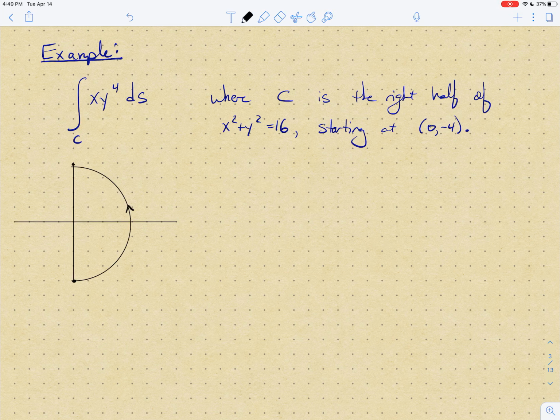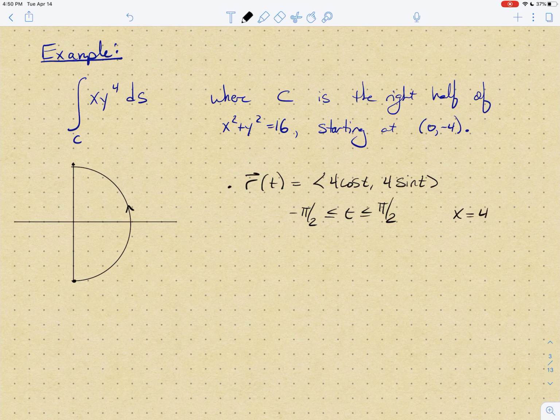I need to work this out. First thing I need to do is parameterize my curve. You should know how to parameterize a circle. So I can parameterize this as r of t equals, well, what do I want my x to be? I want x to be the radius times cosine t, so 4 cosine t, and then y is going to be 4 sine t. And I want the right half of the circle, so I want t to be between minus pi halves and pi halves.